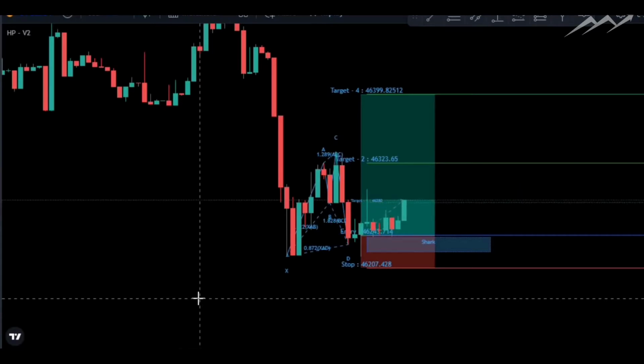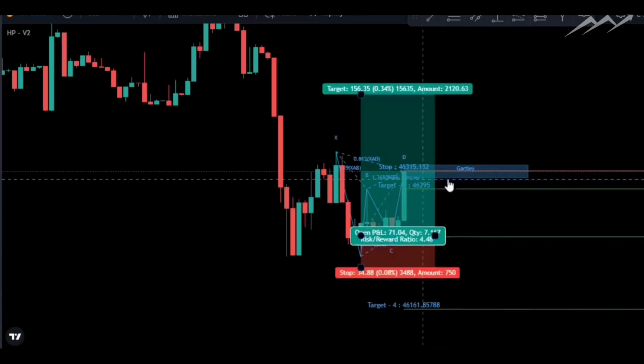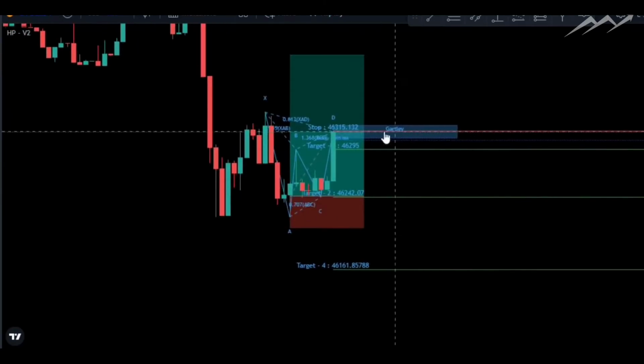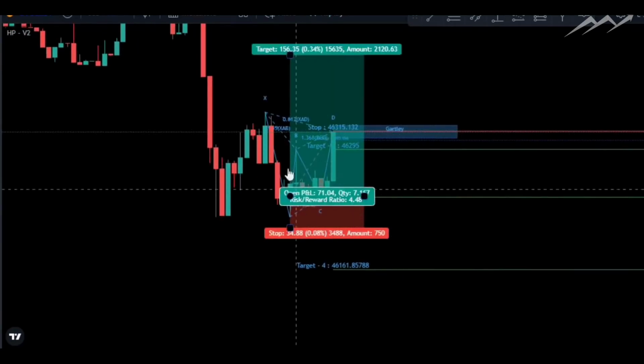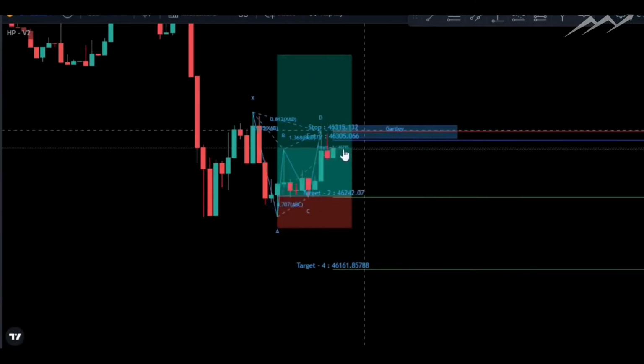The first target was hit. The price chart reached the second goal. We are not waiting for target 3 anymore because the indicator gave us a sell signal right now. And right now we are leaving the position with a profit.